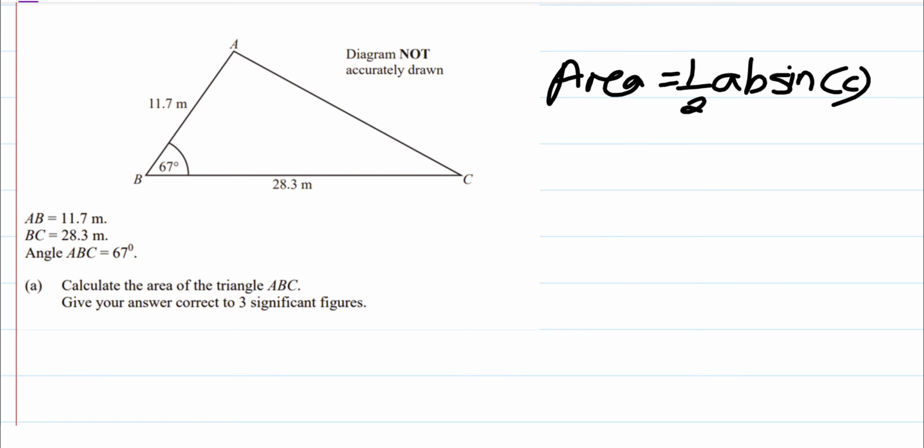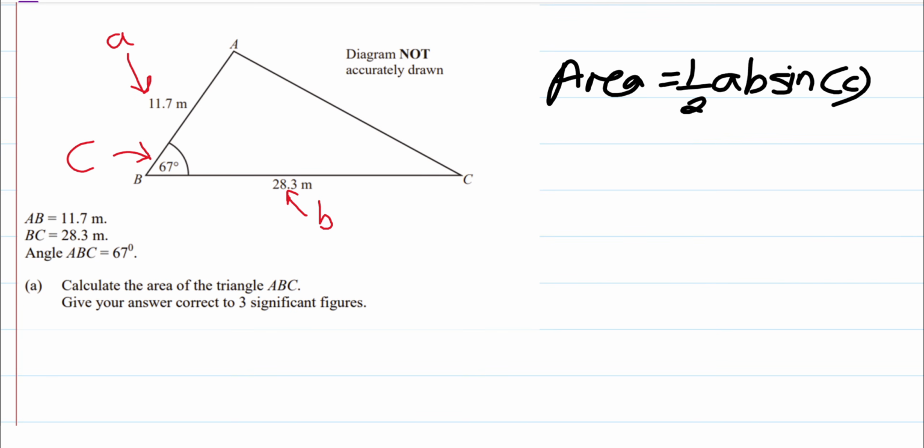We can start by labeling the diagram so we know what numbers to put in where into the equation. We can label side AB as lowercase a, side BC as lowercase b, and the angle 67 degrees as angle C.